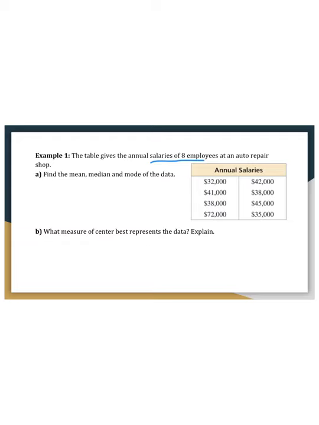Let's go ahead and work on part A, finding the mean, the median, and the mode. Before I find the mean, median, and mode, I went ahead and wrote the data in increasing order. And because I didn't have a lot of space, I used some modifications here. So this 32 actually represents 32,000. That's our first data number. And then the 35 represents 35,000. And then we have 38,000, 38,000, 41,000, all the way up to 72,000.